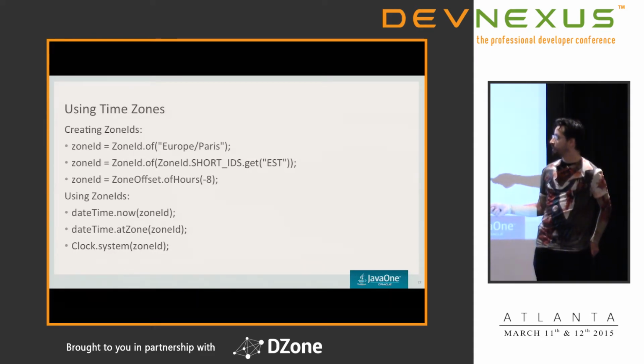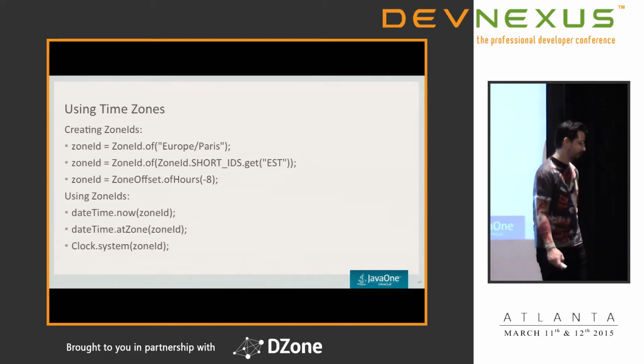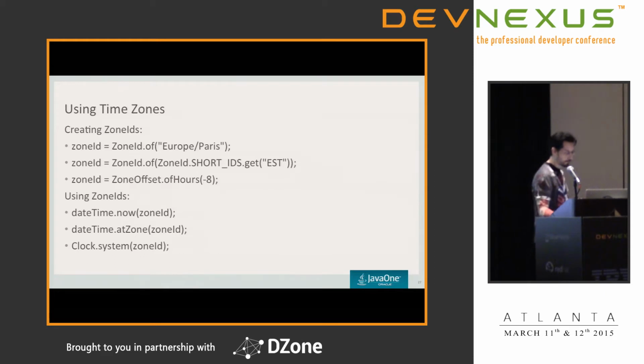And zone IDs are used by either doing a datetime.now in a zone ID, or you can do @zone, or you can actually get your current time in a current zone ID. So basically, most of the methods you can pass in a zone ID and get it for a local zone.